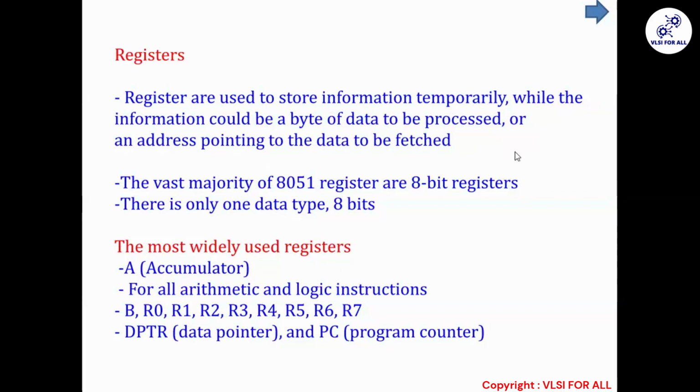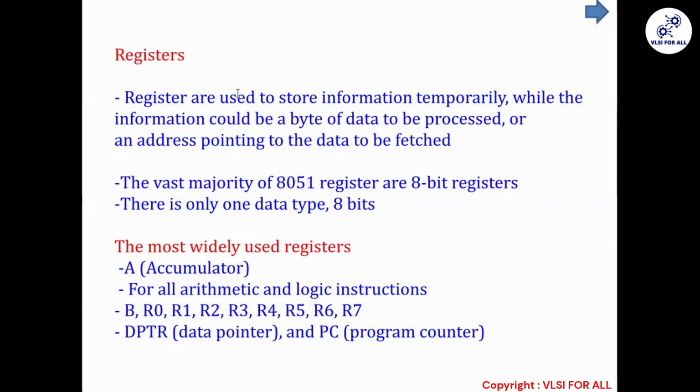Meaning, what the registers are saving is the data, or it is the address also. In the register we can save the data or we can save the address. That address in the program is telling us that whatever data is at this address, go to that data or do some operation with it. That way the register is saving the data or the address pointing to the data. The vast majority of 8051 registers are 8-bit. There is only one data type, that is 8-bit.